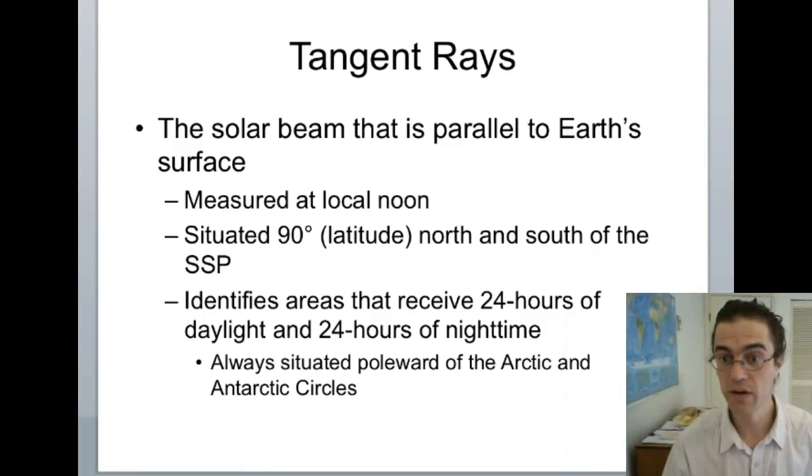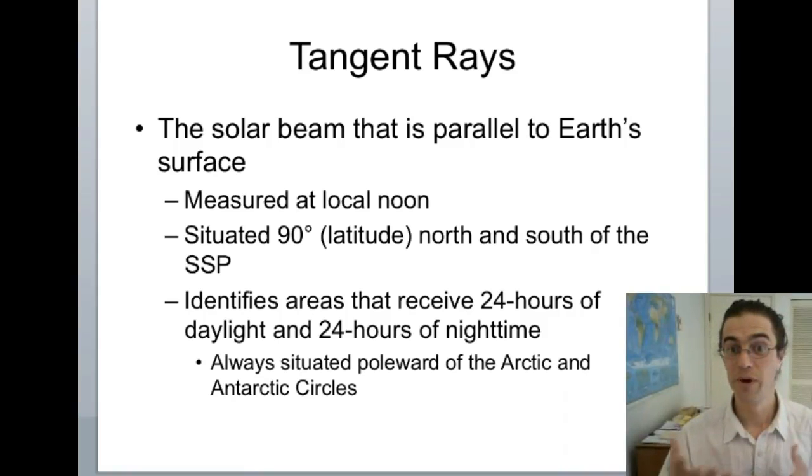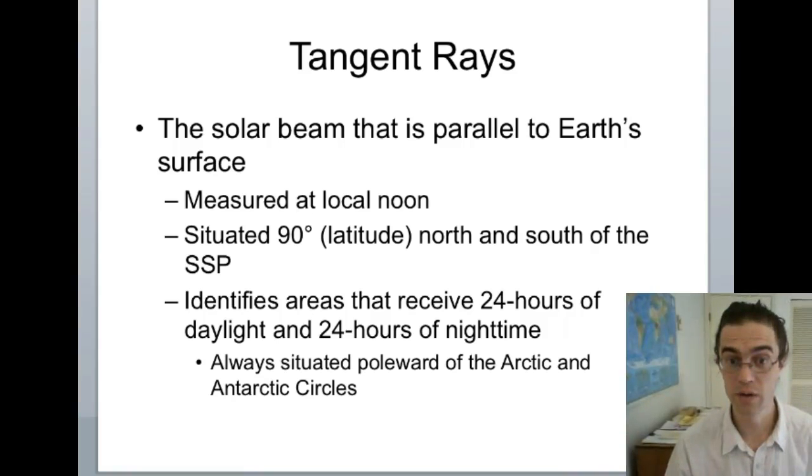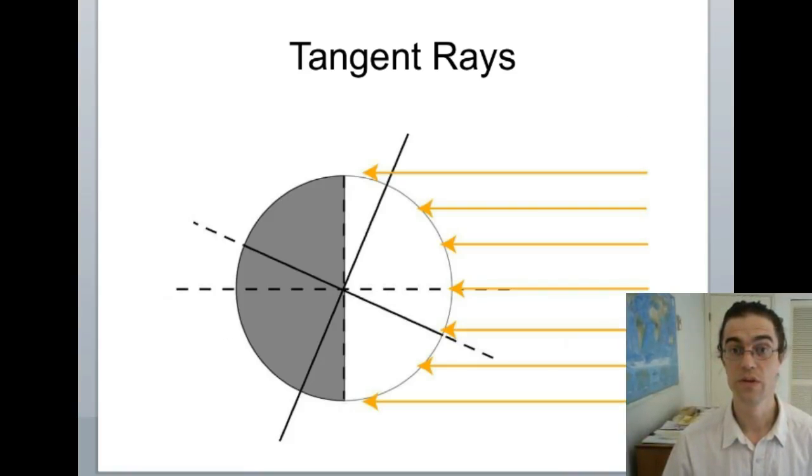One particular aspect, no pun intended, of today's lab relates to the tangent rays, so the solar beam that is parallel to the Earth's surface. This is measured at local noon and situated at 90 degrees latitude north and south of the subsolar point. It identifies areas that receive 24 hours of daylight and 24 hours of nighttime. It's always situated poleward of the Arctic and Antarctic circles. To visualize that a little more, here we have tangent rays poleward of the North and South Pole.